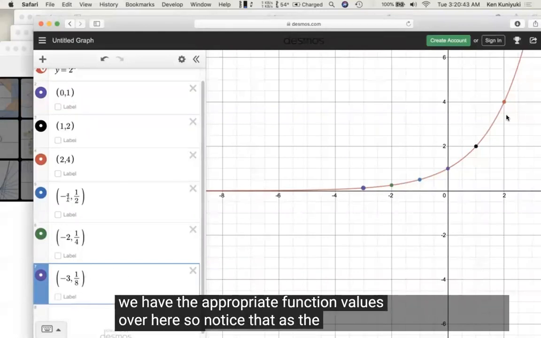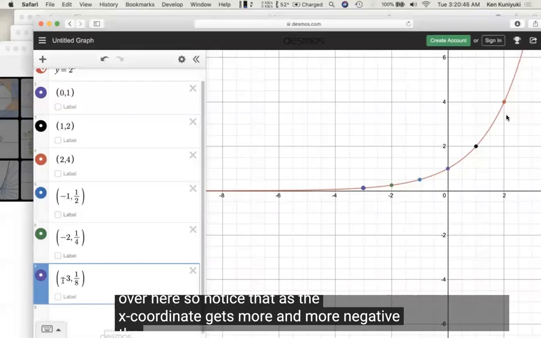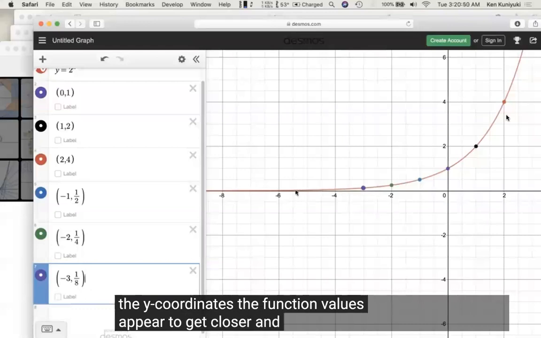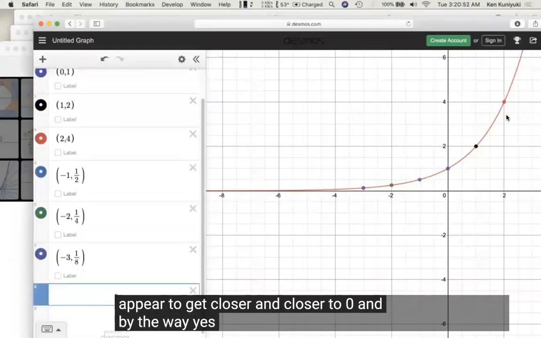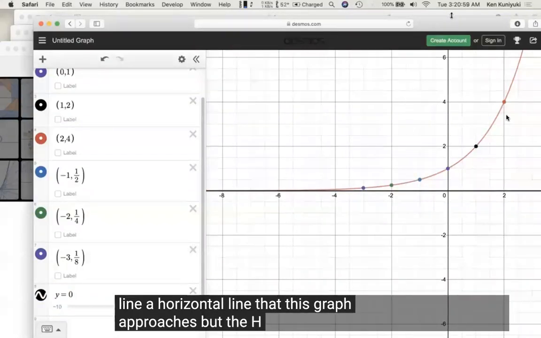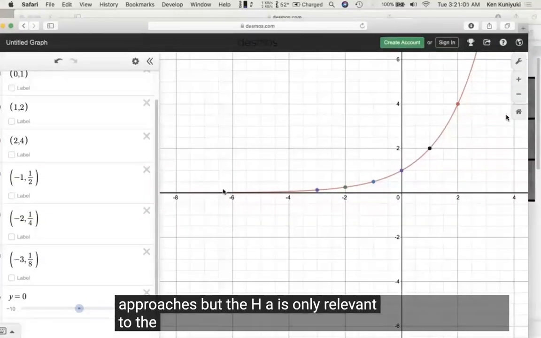Notice that as the x-coordinate gets more and more negative, the y-coordinates, the function values, appear to get closer and closer to 0. And by the way, yes, that is an HA. It's a horizontal line that this graph approaches. But the HA is only relevant to the left, not to the right.